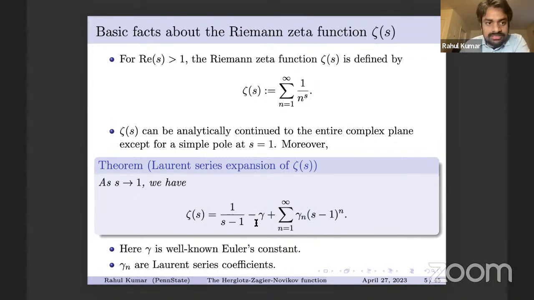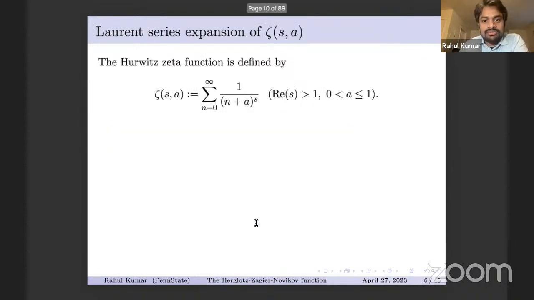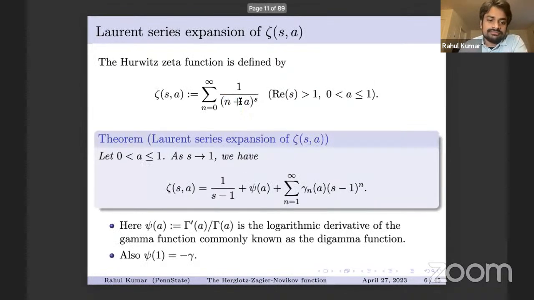So now for the record, let me also mention the Hurwitz zeta function, which is also defined in a similar fashion as the Riemann zeta function. Now you just have this translation by a, and it can also be analytically continued to the entire complex plane, and it has a pole at s equal to 1, and the Laurent series expansion can be given by this formula. You fix a between 0 and less than or equal to 1, then your Hurwitz zeta function has this formula 1 over s minus 1 plus psi of a, and then again these are the higher order terms.